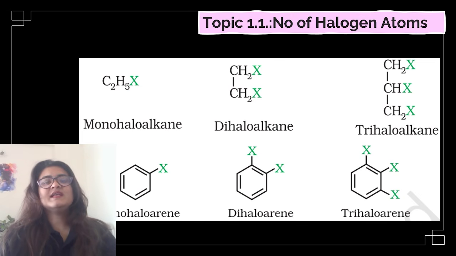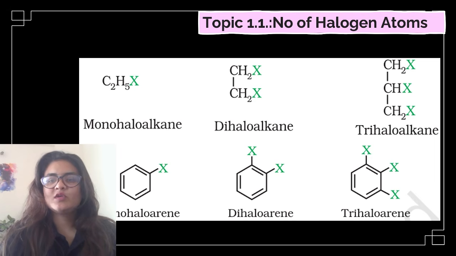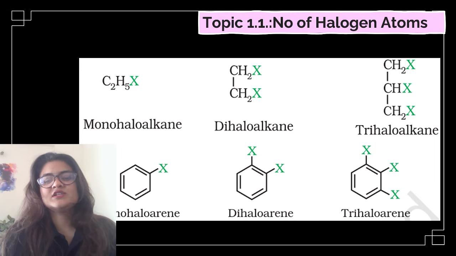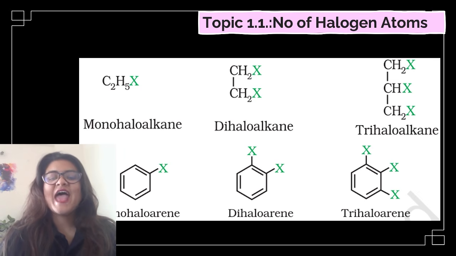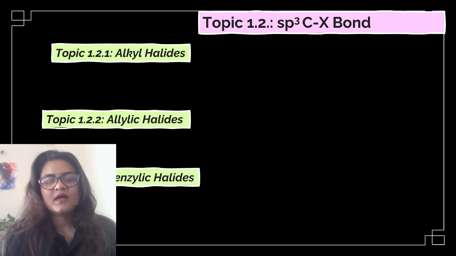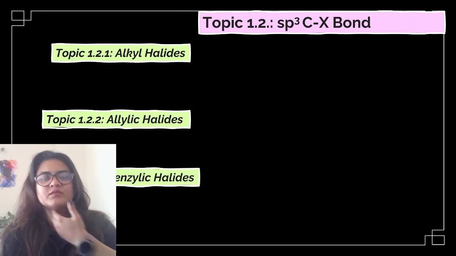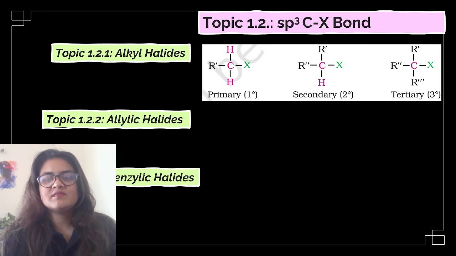So here you can see the number of halogen atoms. If you have one halogen, then it is a monohaloalkane. If you have two halogens, it is a dihaloalkane. Three halogens, trihaloalkane. If you have arenes in your system, then again monohaloarene, dihaloarene, and trihaloarene. Now here you can see the sp3 carbon and halogen bond. This is primary, secondary, and tertiary, like that we can break it.